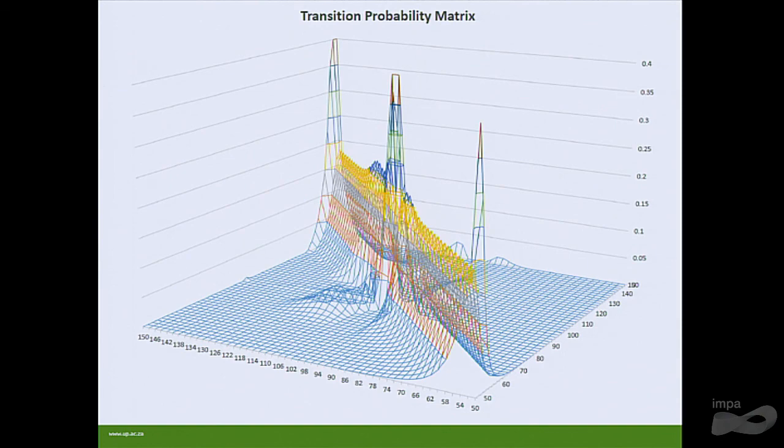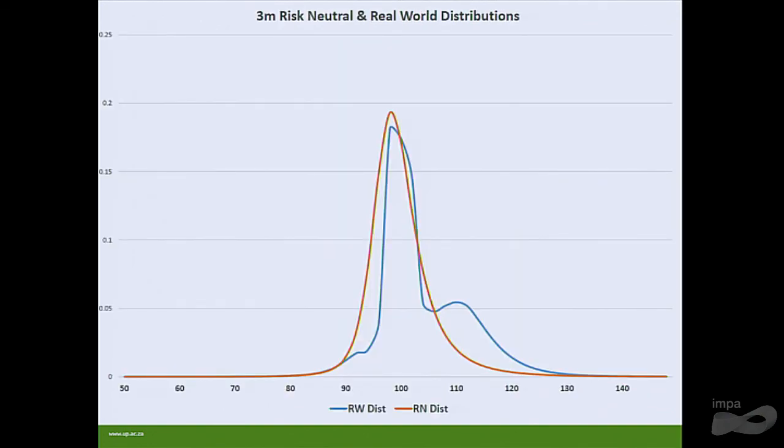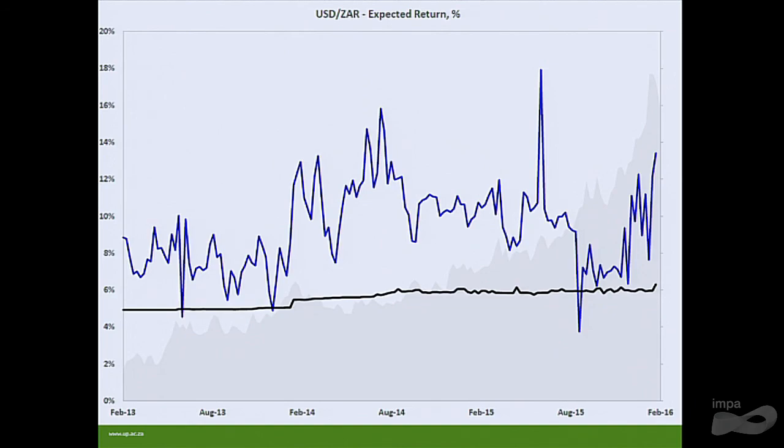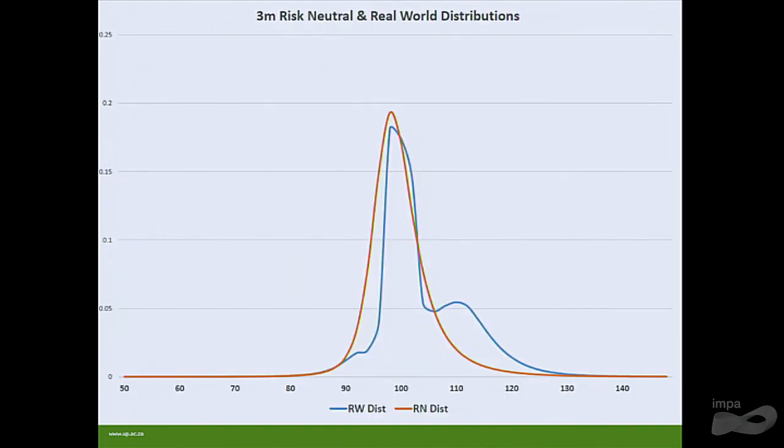So as you can see here for the dollar rand is the transition probability matrix. Interesting distribution that comes out, real world distribution that comes out. You can see very interestingly in this period under observation, the rand has collapsed significantly. And you can see here that basically to the right, you get a skew instead of, as in the equity market, to the left.